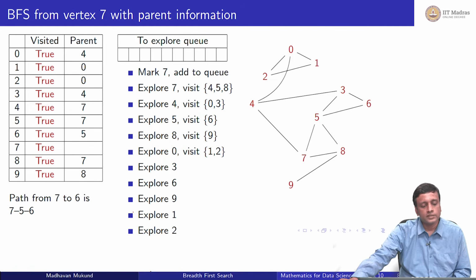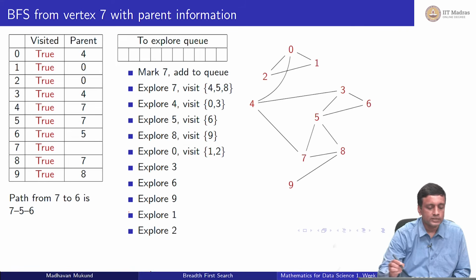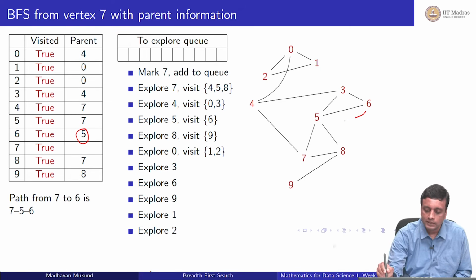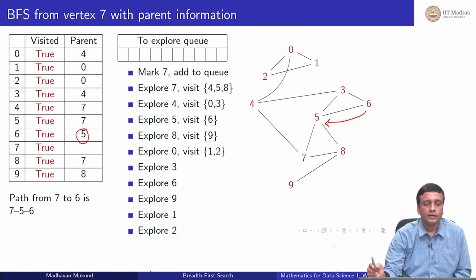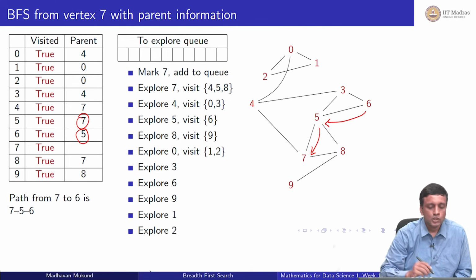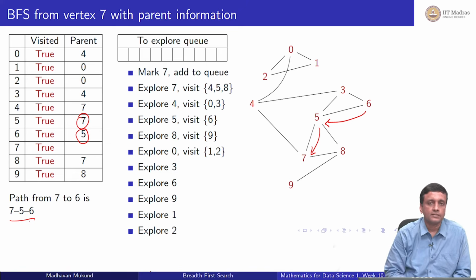Now we can ask, for instance, what is the path from 7 to 6? So the path from 7 to 6 that breadth first search discovered: well, I go to 6 and 6 says the parent of 6 is 5. So 6 says I came from here, and 5 now says I came from 7. So by following these parent links, I trace back this path from 6 to 7, and I read this path in reverse and I get 7, 5, 6.